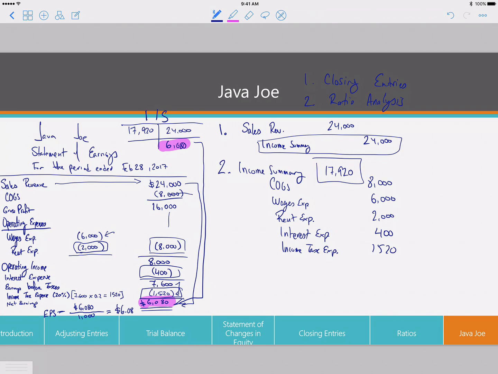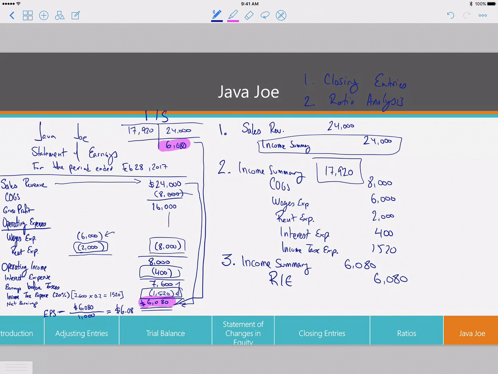The next step is to close our income summary out to retained earnings. So we debit income summary, and we credit our retained earnings. So we want to zero it out, so 6,080, 6,080. And there were no dividends paid out in this period. So that's our closing entries.